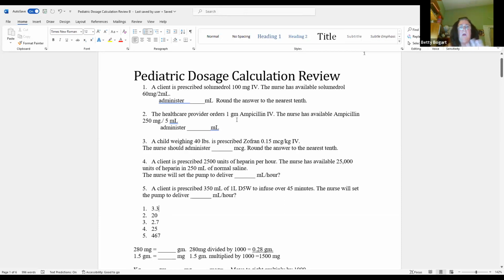All right, we know number 2. Now, I told you never change anything. Put the information from the problem onto your paper first and then change it. So, orders, delivers, prescribed. A dose is given here. And what is my dose? 1 gram. It's 1 gram. And what did they send up to me to use? 250 milligrams. And it's in 5 mLs. So let's do that one.